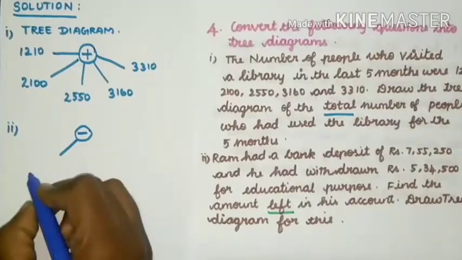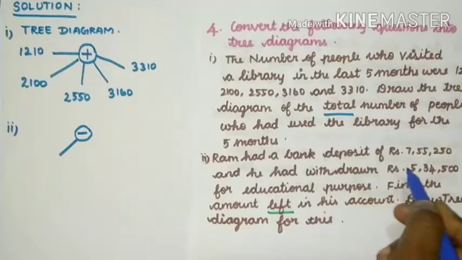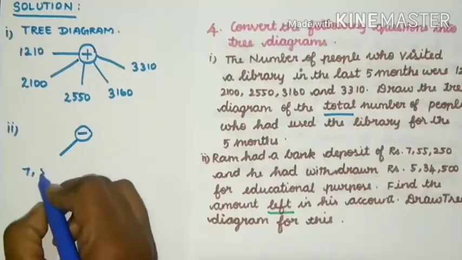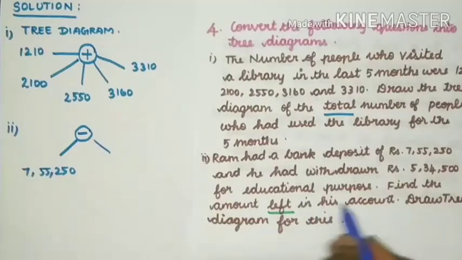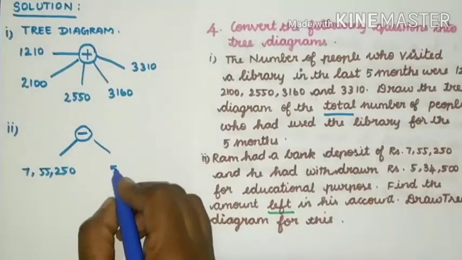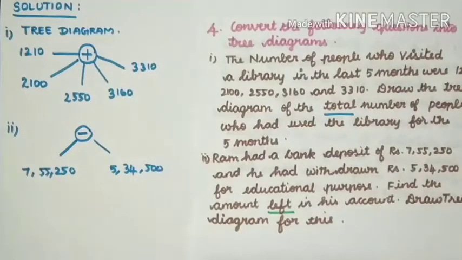Then, first you have to write the bank deposit amount, that is 7,55,250. Then the withdrawn amount, 5,34,500 rupees. Okay.